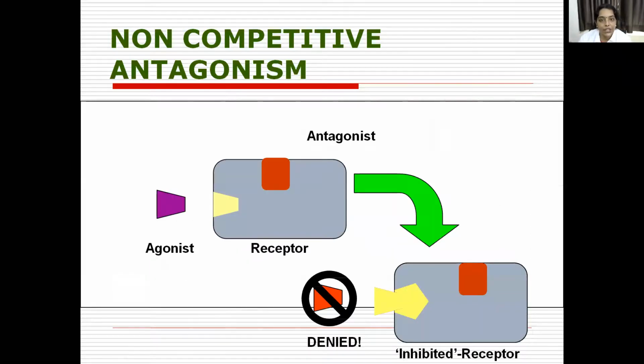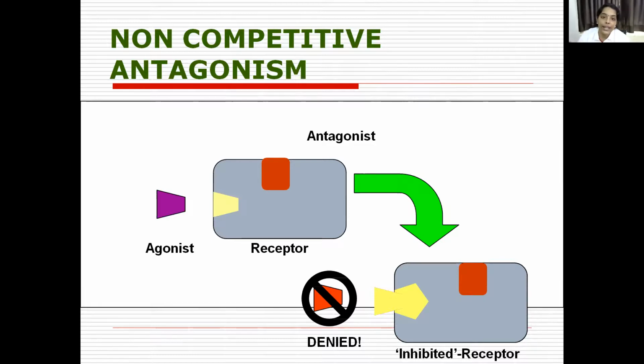Then coming to the next one, non-competitive antagonism. So here if you listen carefully, non-competitive antagonism is almost similar to irreversible competitive antagonism. Only difference is that there the antagonist competes with the same receptor site as that of the agonist. Here the antagonist does not compete with the same receptor site as that of the agonist. Only that is the difference. Otherwise the rest of it is same.